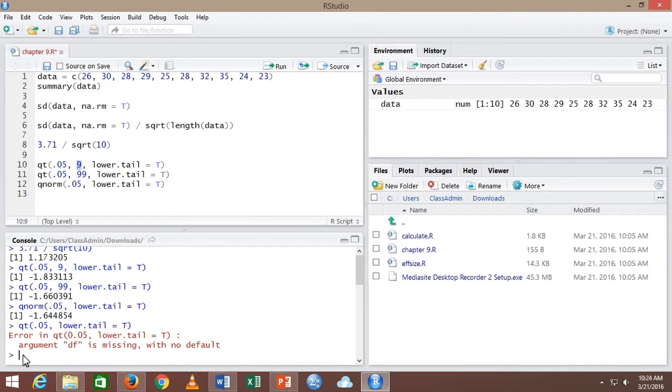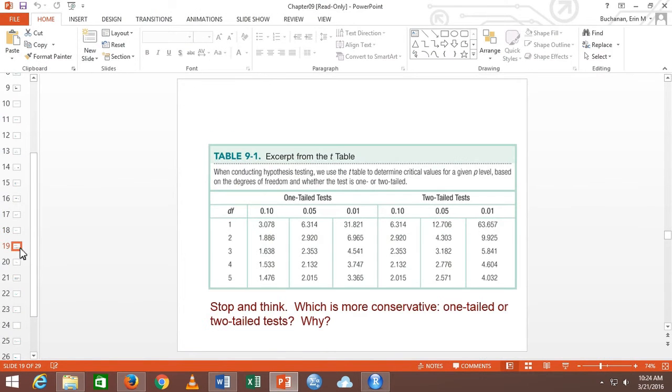What was it saying? So, it'll warn you, P.S. you need another number. And they do need to be in this order. So, p, df, lower tail.